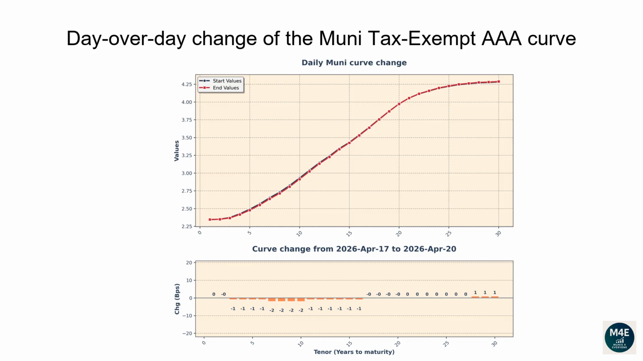The 2-year tenor changed 0 basis points. The 5-year tenor changed -1 basis points. The 10-year tenor changed -2 basis points. The 20-year tenor changed 0 basis points. The 30-year tenor changed 1 basis points.